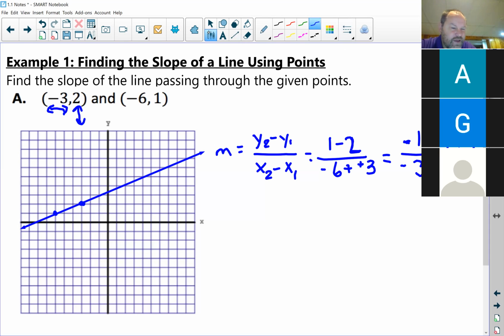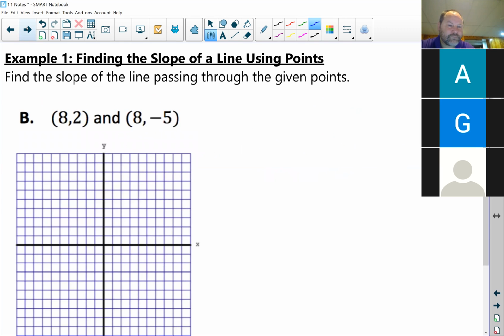So if I look at this line, I go up 1 and to the right 3. So definitely a positive line, and the slope would be 1 over 3. All right, how about this one?